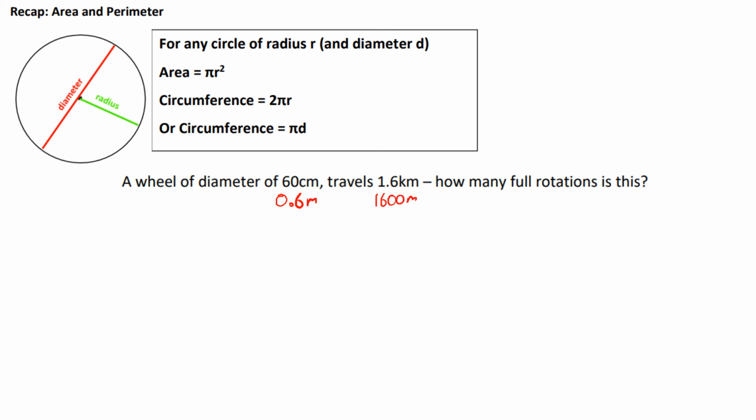You could change them both to centimeters, in which case you'd have 160,000 centimeters, I think. Or you could change them to kilometers, but this feels nicer. The second problem people have with this is that they'll just say, well, okay, we want to see how many times the wheel fits into the distance. So we'll just do 1600 divided by 0.6. But if you think about a circle, it's the circumference that's moving on the ground, not the diameter.